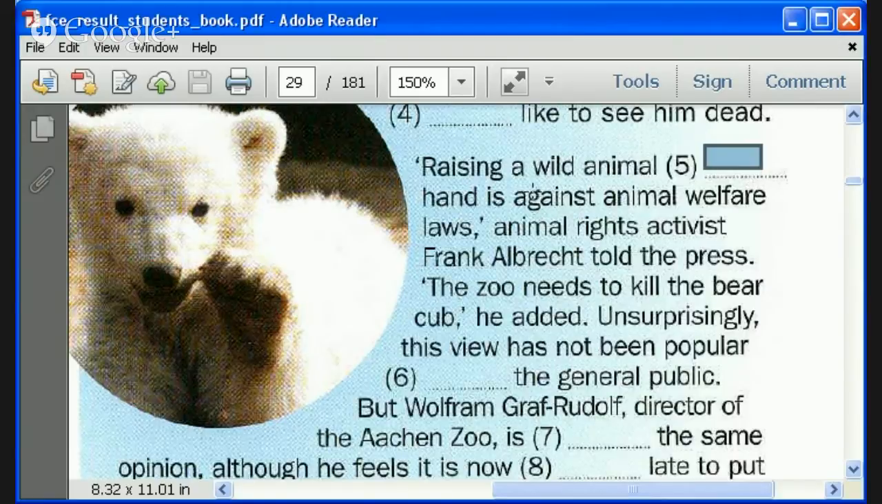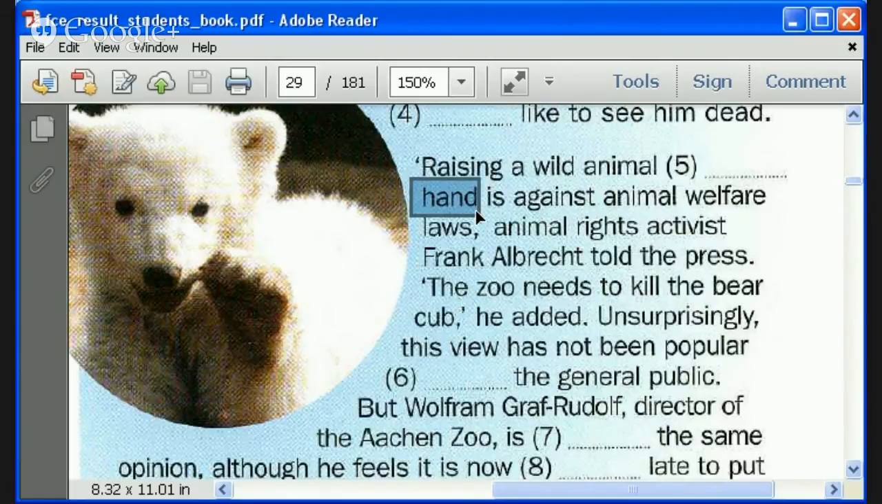Raising a wild animal by hand. I had a problem with this one too, a little bit. I kept thinking from hand. That doesn't make sense either. It's like from scratch, from the beginning, but that doesn't make sense. How I went about it is I said raising a wild animal, something is against animal welfare laws. From scratch, and I thought from hand, no, that's not right. It took me a while to figure out they were trying to say by hand.